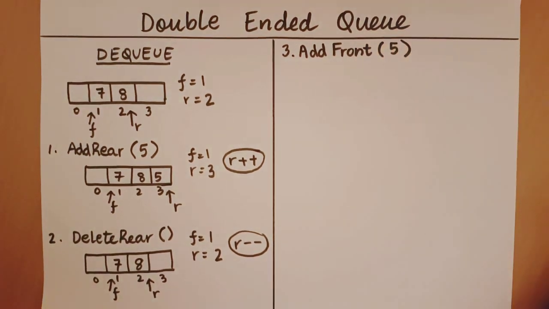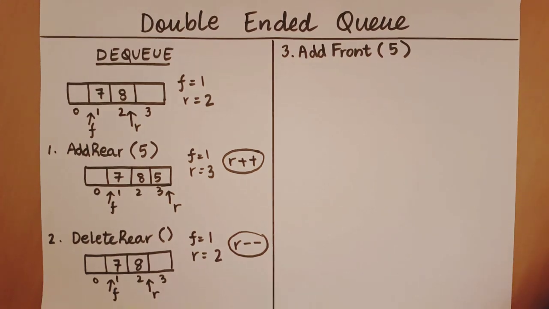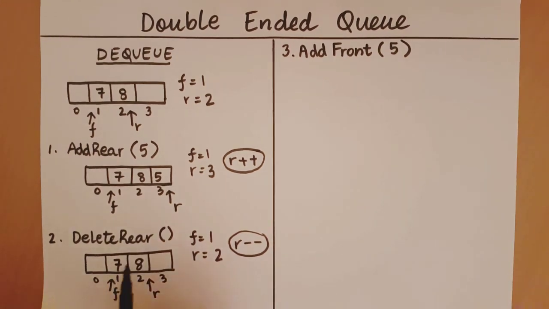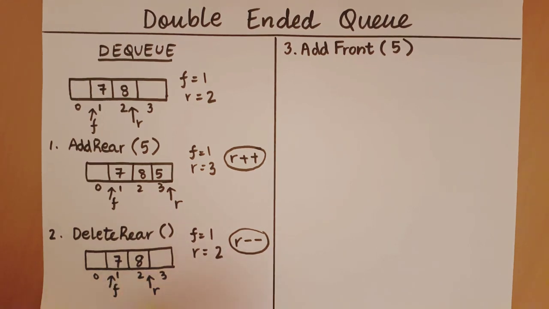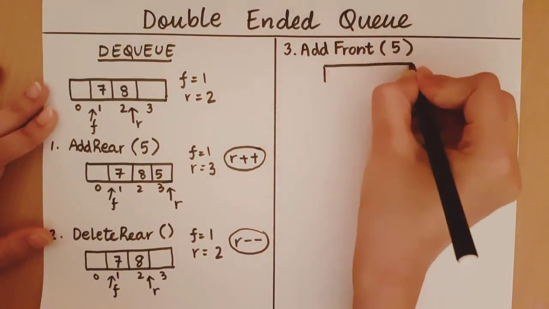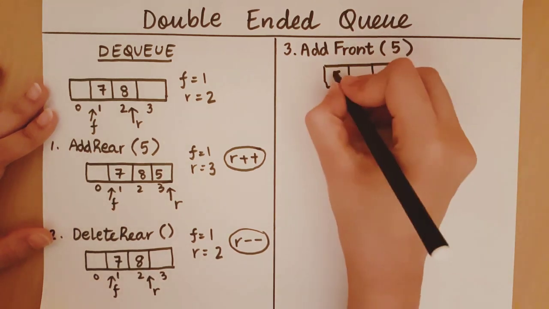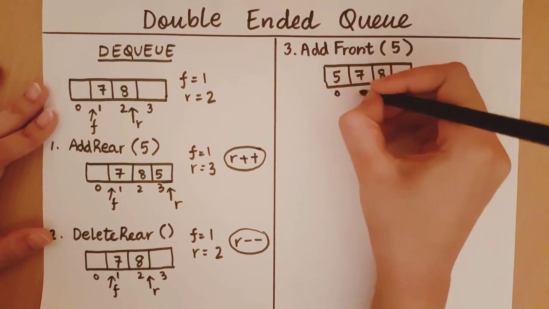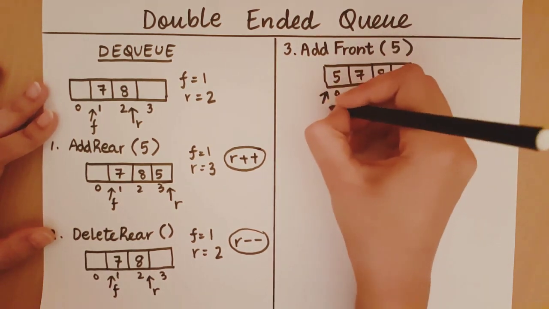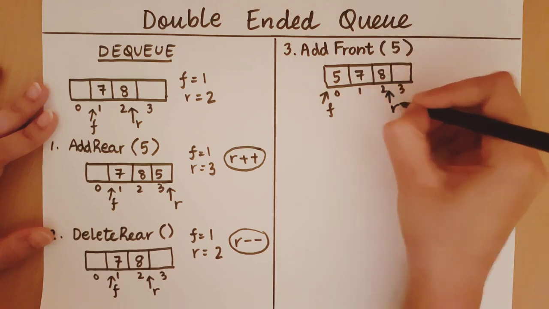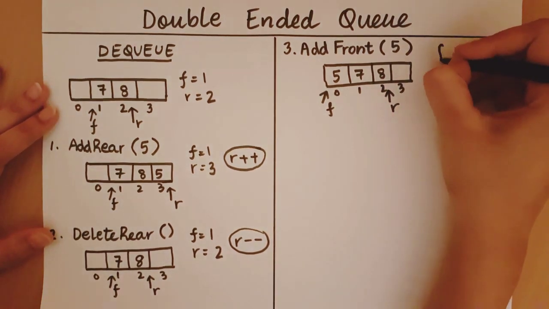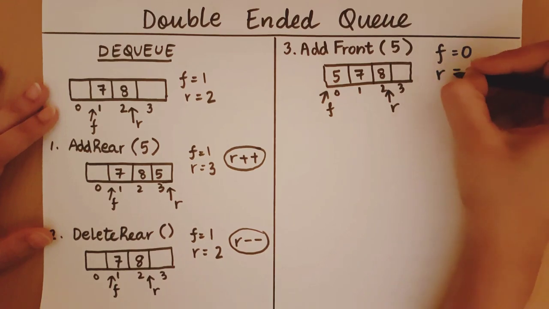Let's say I want to add the element 5 to the front of the queue. So if this is my existing queue, I want to add an element to this end. So I will add that element to this block over here. So finally, I want my queue to look something like this. So in this case, my front is equal to 0 and my rear is equal to 2.